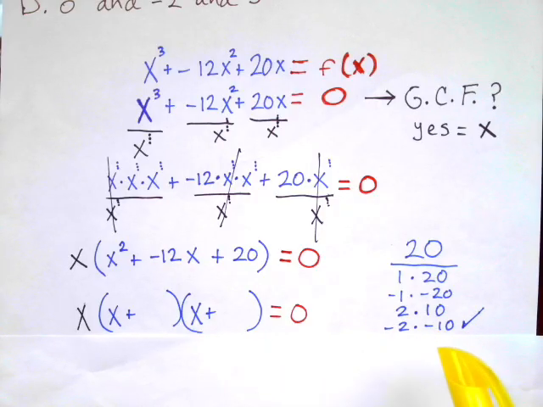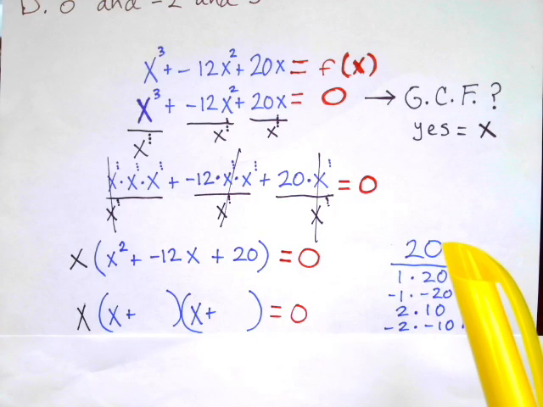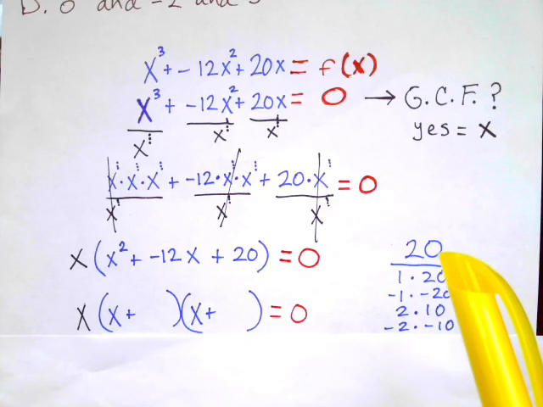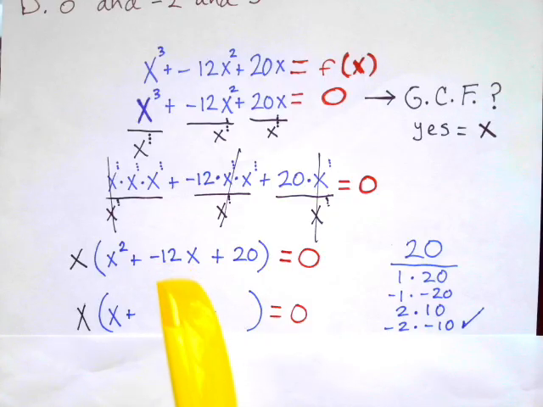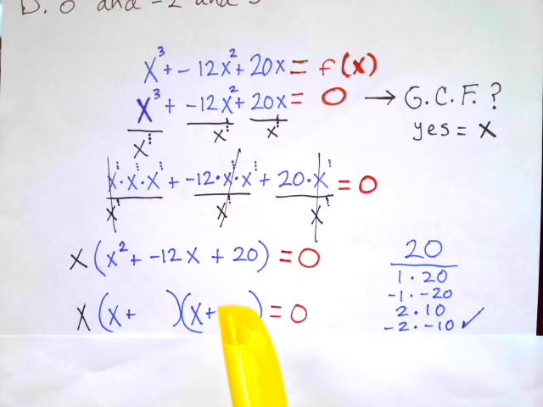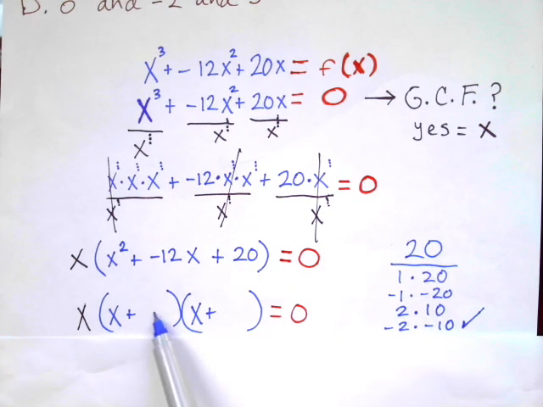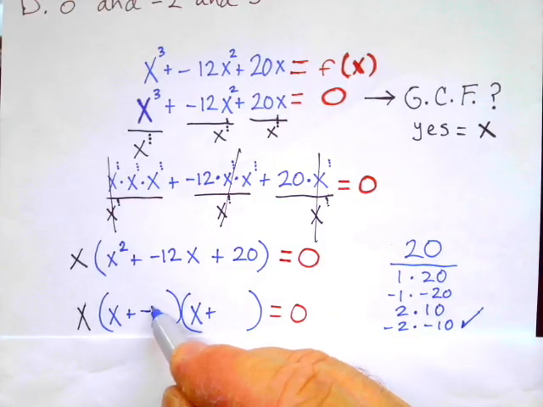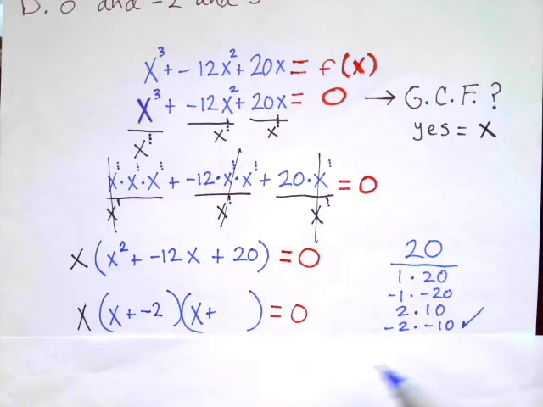And a negative 2 times a negative 10 will multiply to a positive 20, but will add up to a negative 12. So those are my two numbers. Simply put, I'm just going to put in a negative 2 here and a negative 10 here. And I am almost finished. So I found the two values that we can substitute in here, a negative 2, negative 2, and a negative 10.